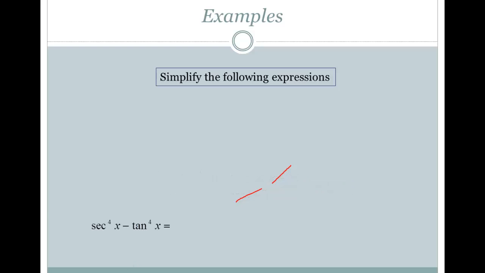Let's do one more. Let's do the same type of idea here. Again, I have secant to the 4th x minus tan to the 4th x. I can factor this right here because we have the difference of two squares. I could do that again here. Let's see if we can reduce anything down here.